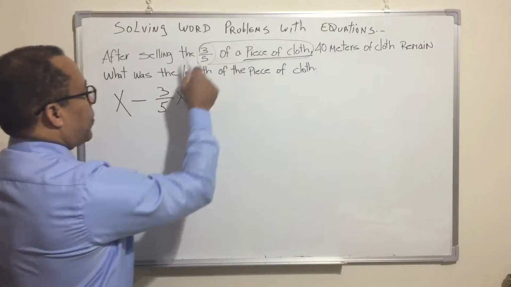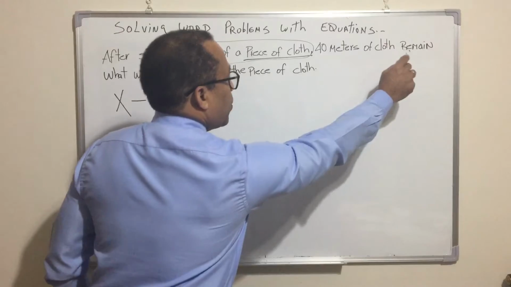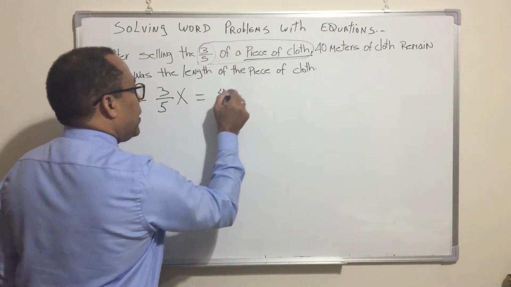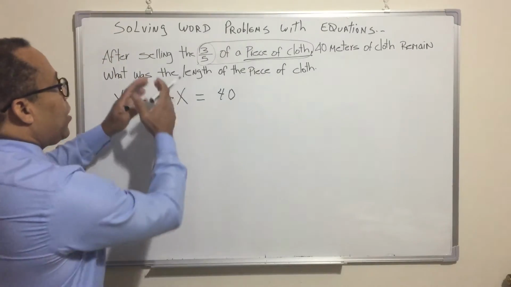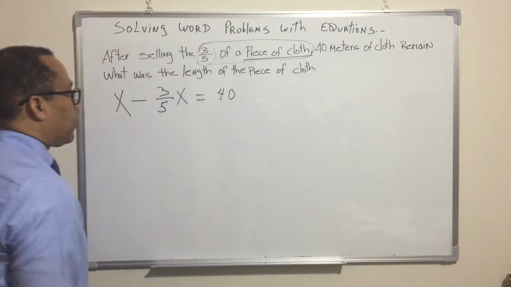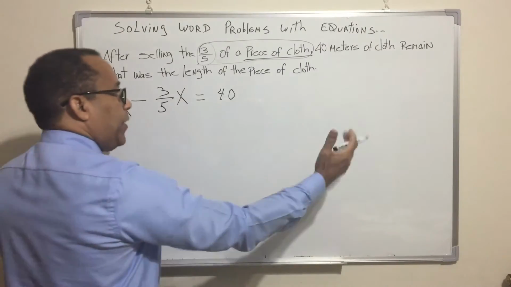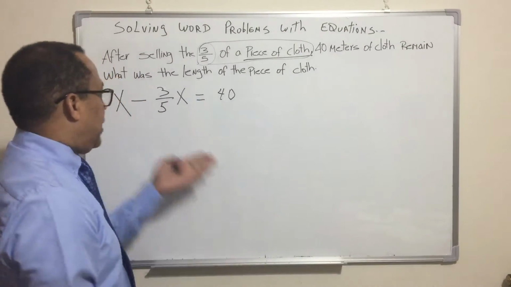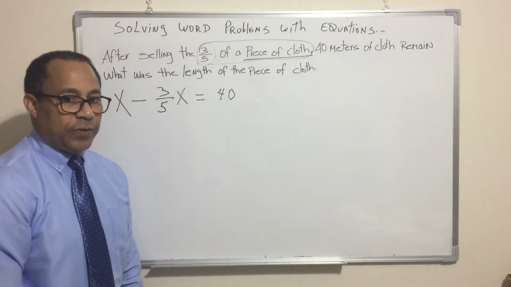Once you sell the 3/5 of the piece of cloth, 40 meters of cloth remain. It means that the result will be 40. What was the length of the piece of cloth? When you get the x, you will get the whole piece of cloth. Let's solve this first degree equation.